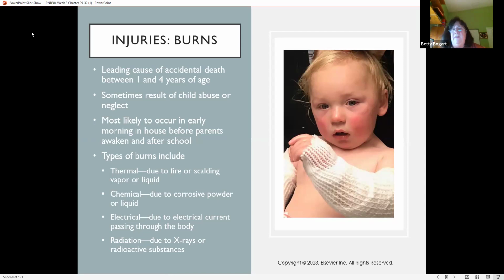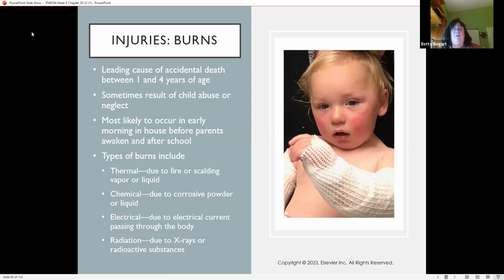But one of the things with burns, as I said earlier, you've got to be careful. Is it abuse or was it genuinely an accident? We know a lot of times it happens in the morning when the parents are running around trying to get kids ready for school, or it could be after school. Kids are trying to make a snack after school and things happen.